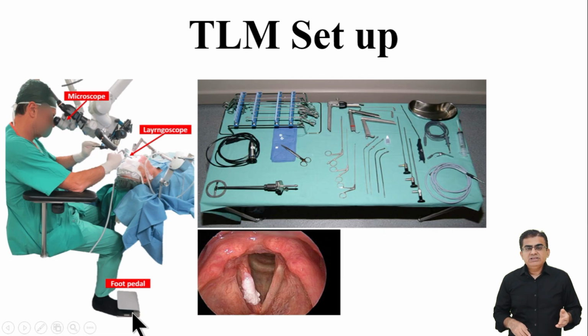Finally, look at the two pictures at the bottom. This is exactly the view we get through our microscope. You can clearly see the white tumor sitting right on the vocal cord. This perfect, clear view is the absolute key to a successful surgery.